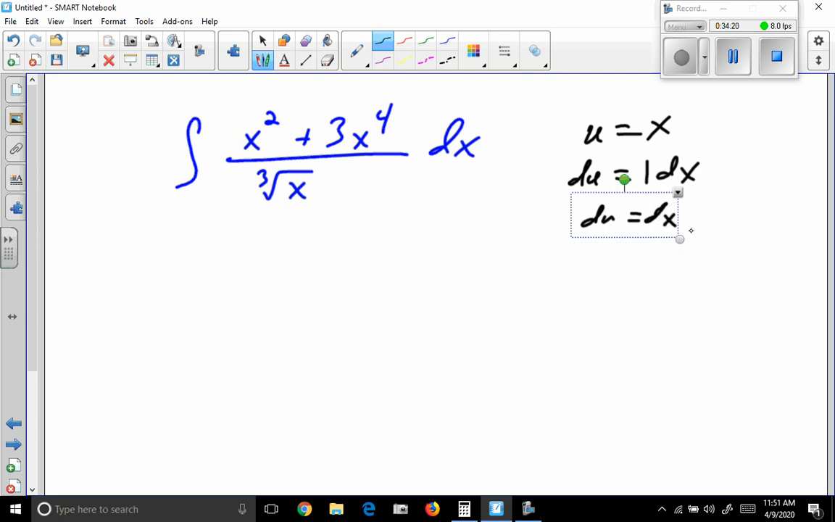So if we try to replace every x with a u and dx with du, nothing is going to look different except we're just going to have different letters. Nothing is going to be more simple. So that's not going to be what we want to do. That's not going to work.